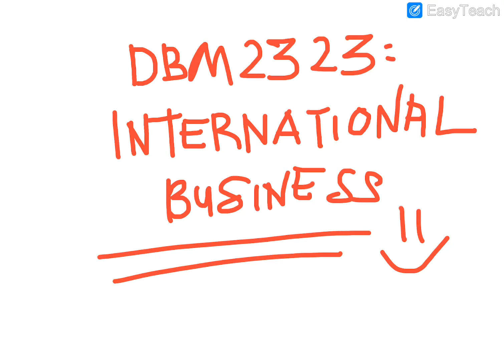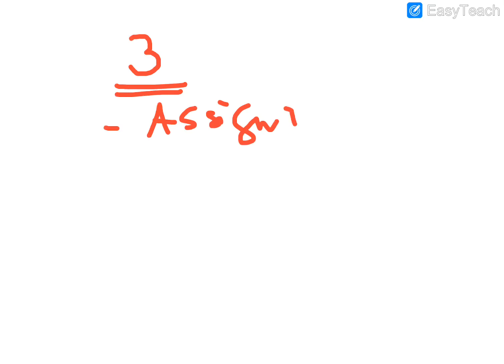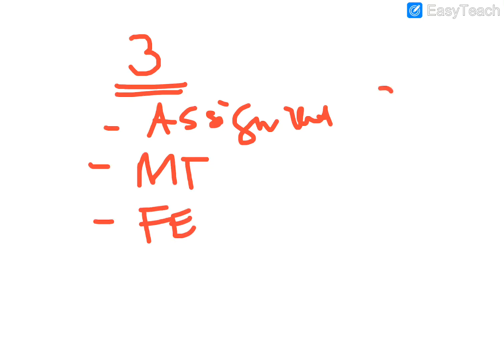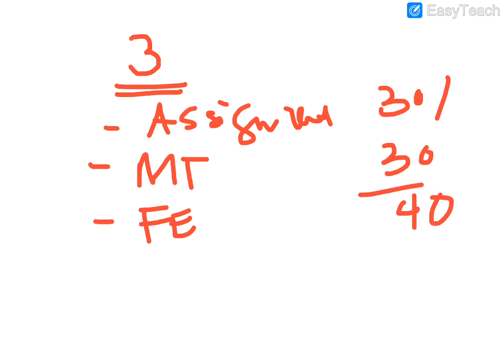Before I start, I would like you to know what the assessment is for this class. It consists of three elements. As I told you in the first video, we have the assignment, the midterm, and the final exam. The marks are 30% for this one and 40% for this one, so the total is 100.